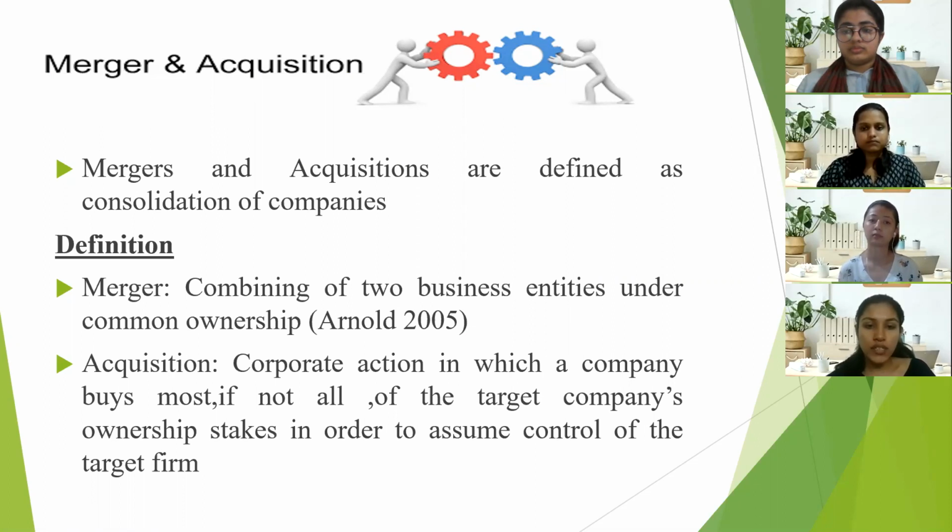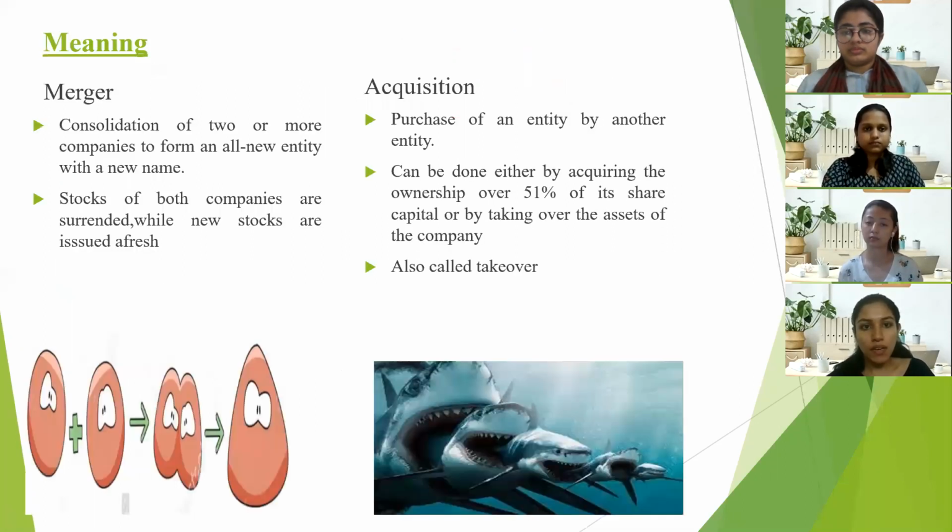Coming to the definition, merger is a combining of two business entities under common ownership. Likewise, acquisition is a corporate action in which a company buys most, if not all, of the target company's ownership stakes in order to assume control of the target firm. To make it more clear, coming to the meaning of mergers and acquisition, that's in the next slide.